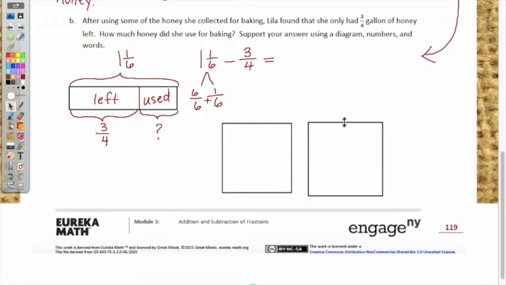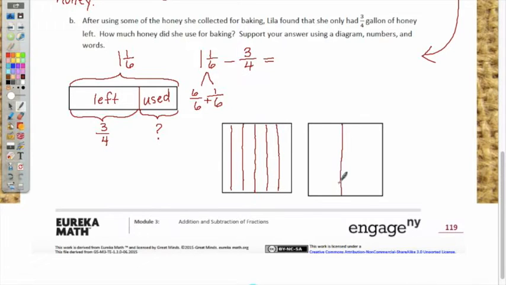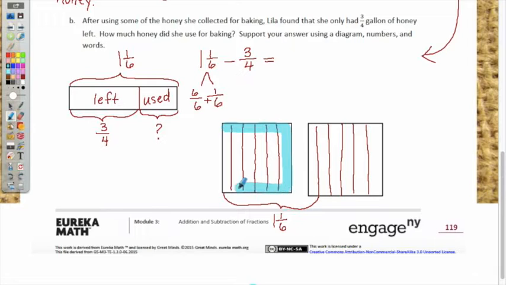Not having much luck drawing boxes today. Okay, so here's what it looks like. Go ahead and watch me before you do anything, okay? So 6 is my denominator, okay? So I need 5 lines on both shapes. After that, put a bracket around 1 and 1/6. Okay, start with that. You're going to shade all of this one and 1/6 of the other one.